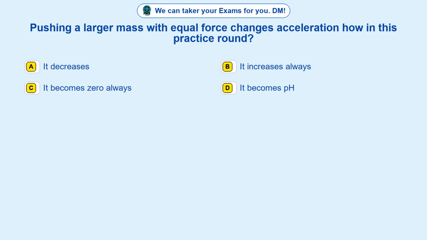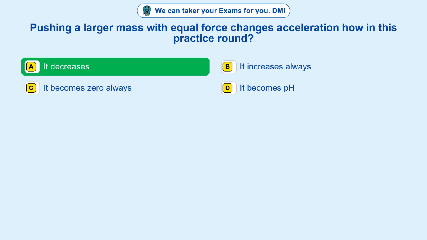Question 58. Pushing a larger mass with equal force changes acceleration how in this practice round? Option A, it decreases. Option B, it increases always. Option C, it becomes zero always. Option D, it becomes pH. The correct answer is option A.